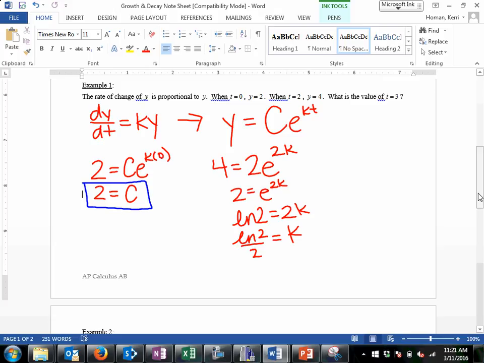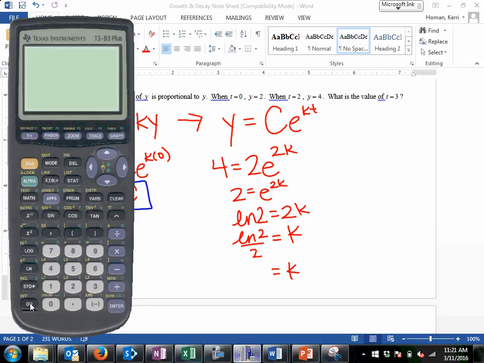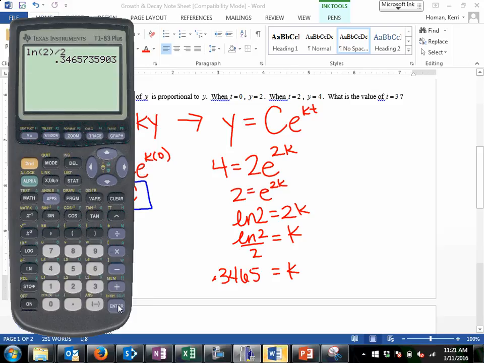We're always going to need 2 pieces of information. So what I would do, if I were you, you can either leave it like this, or we can put it in our calculator. Have I shown you how to store numbers in your calculator? No. So here's the natural log of 2 divided by 2. So we can approximate K to be 0.34657.